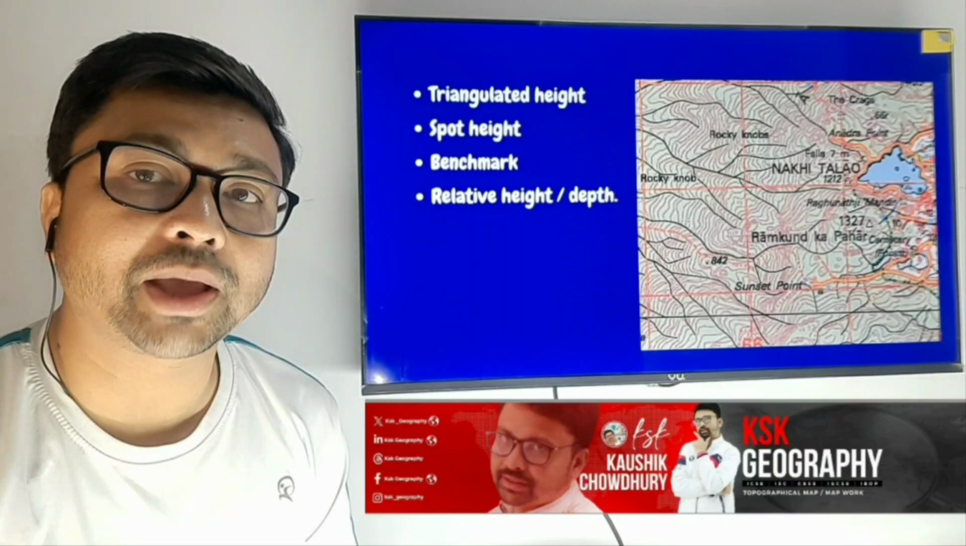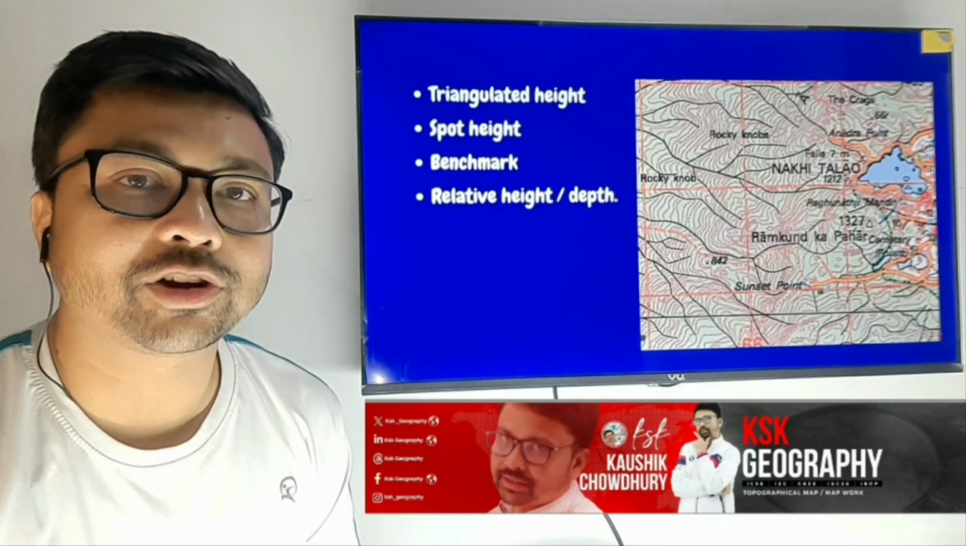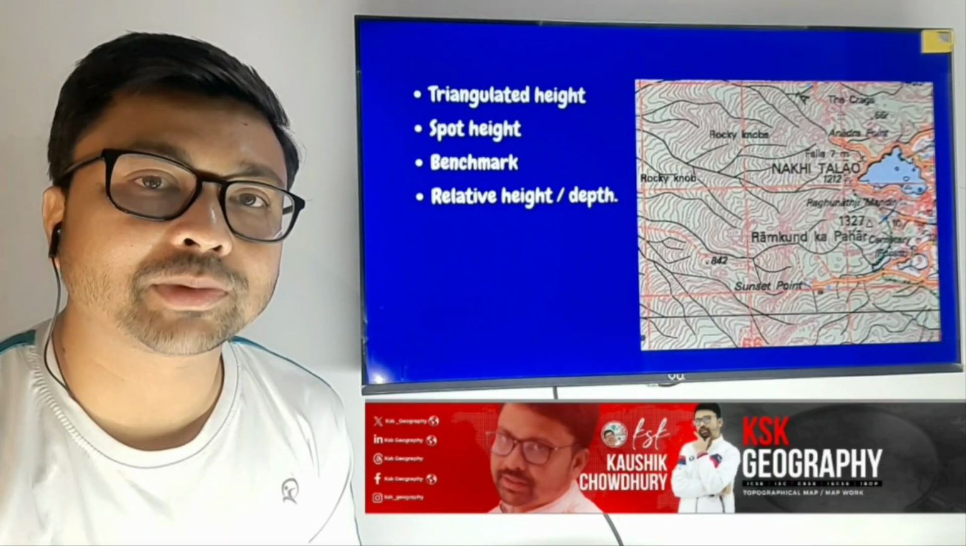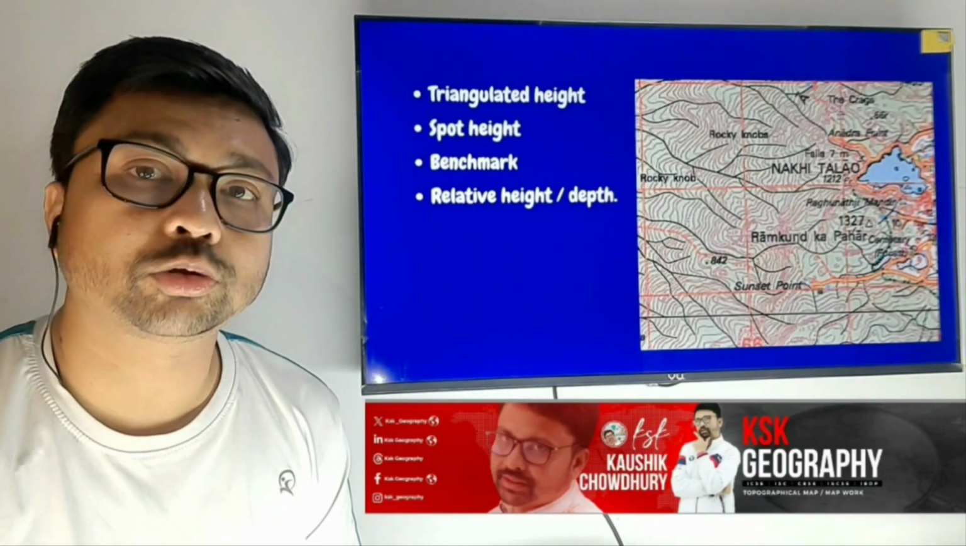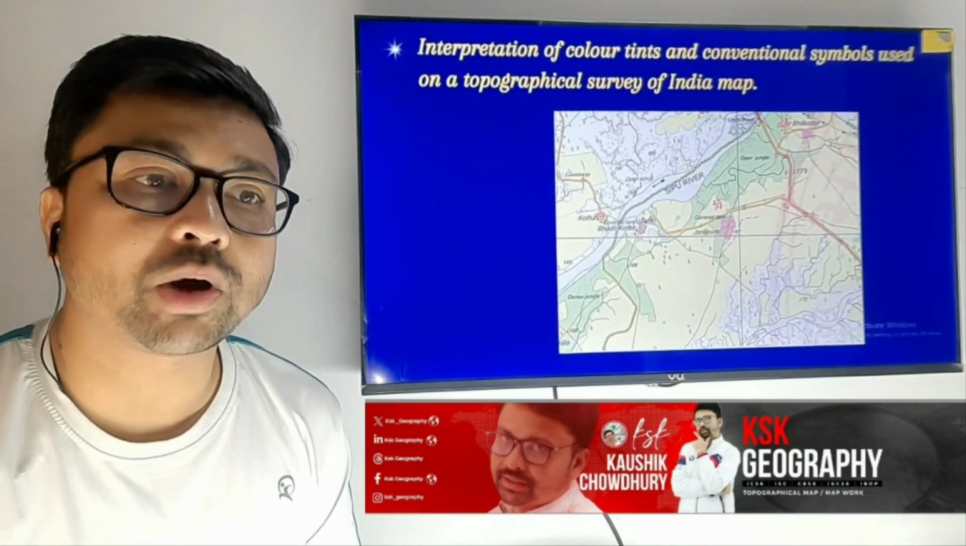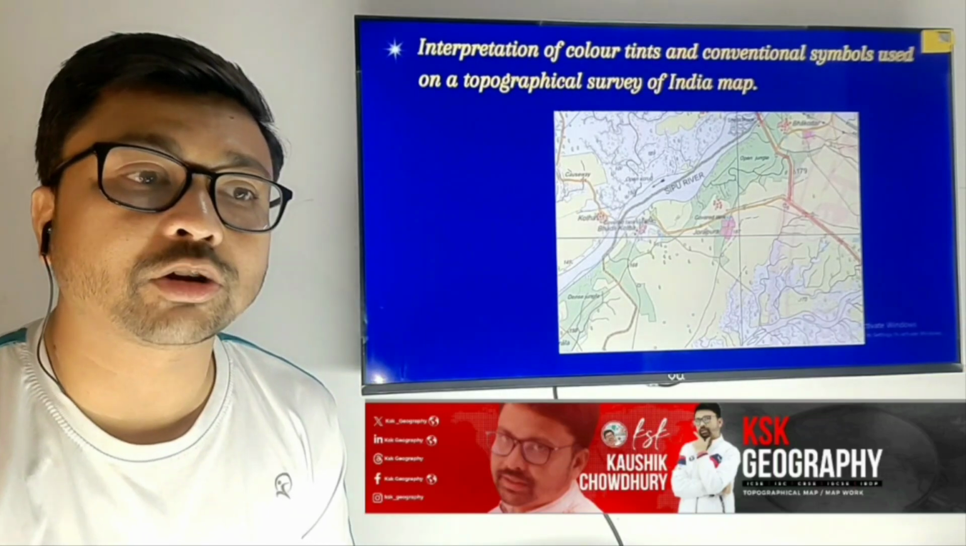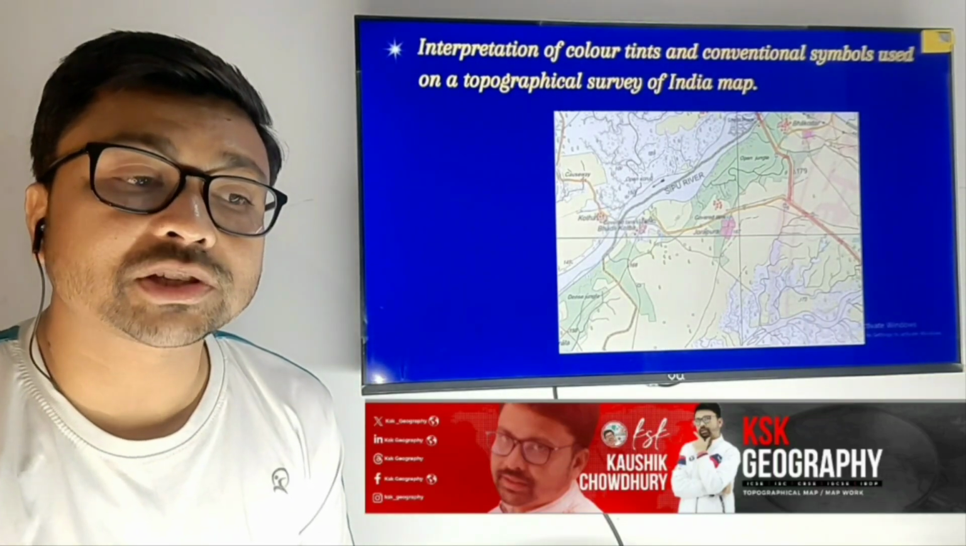Relative height or relative depth. Remember, the relative height or relative depth is not the height from the mean sea level, it is the height from the surroundings. Right? So those are the things you need to know. Next one, interpretation of color tints and conventional symbols. So first, color tints.